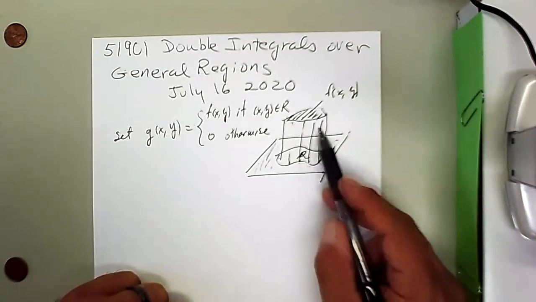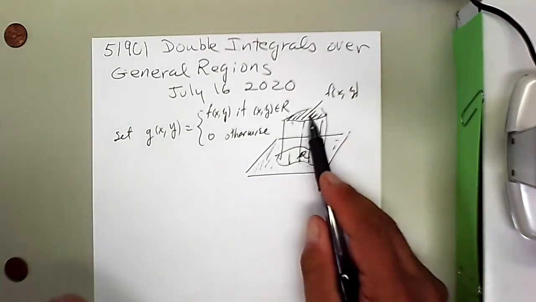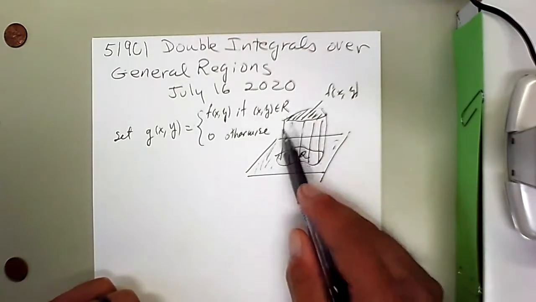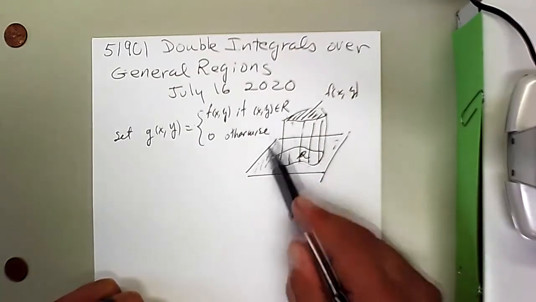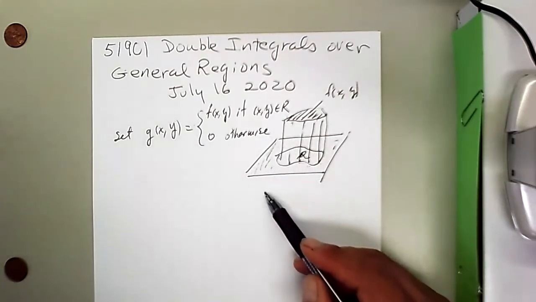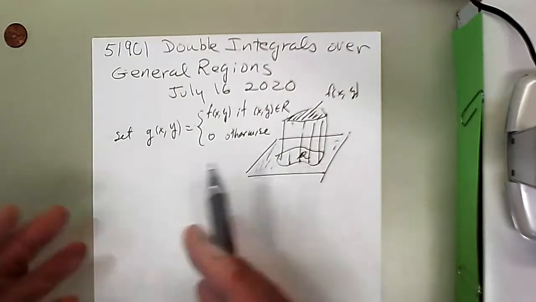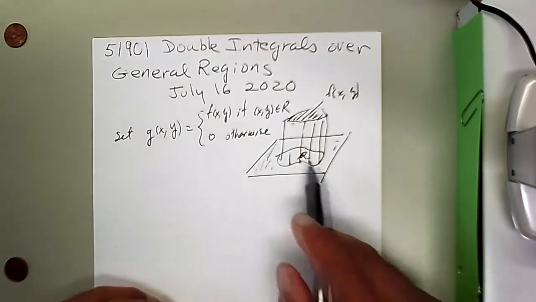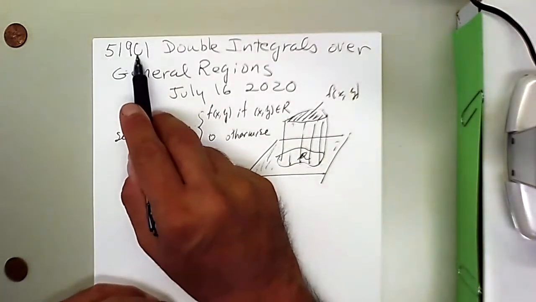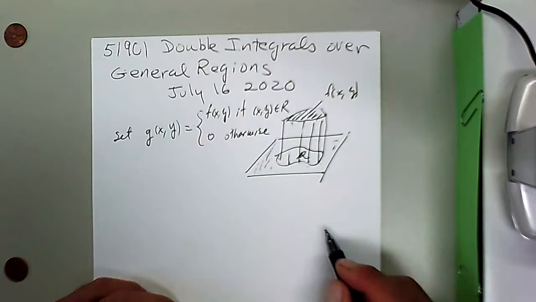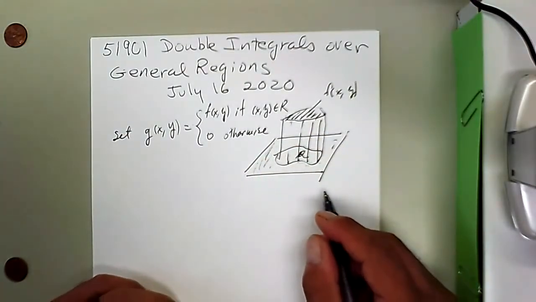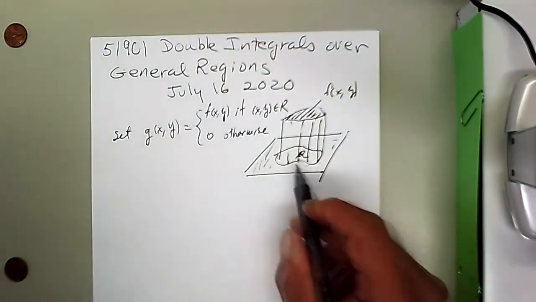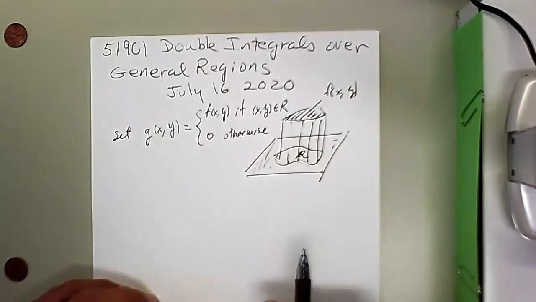So really, we can think of this as an integral over a rectangle, which we have defined in the previous video, in the video 51801. But that is only theoretical. That won't tell us how to actually obtain a solution. So this is just a theoretical comment.